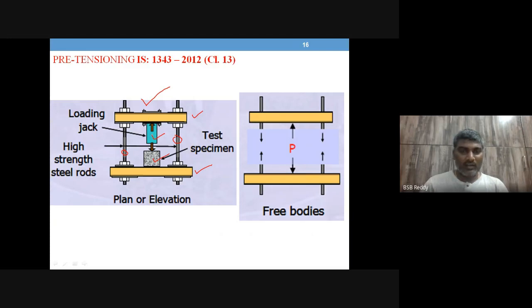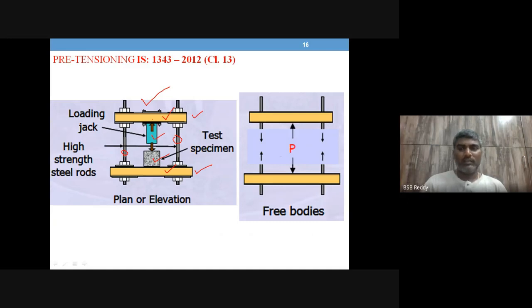So that hydraulic jack is again attached to a frame. So this frame and this frame will try to move away. Then who will hold them? The high strength steel rods. They will try to hold these frames together. So this is the tension frame technique.